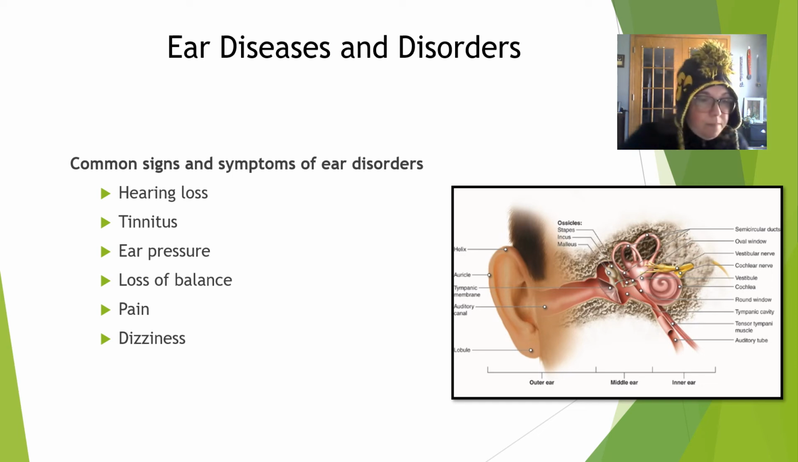Alrighty, we're ready to move on to our last region of this semester. We did it! We are going to be talking about our ears now. Common signs and symptoms of ear disorders are hearing loss, ear pressure, loss of balance, pain, and dizziness. Here's an image of the ear anatomy. Notice the bottom brackets. This distinguishes the outer, middle, and inner ear portions. You'll hear me referring to these areas in just a bit, or you'll see images denoting which region.